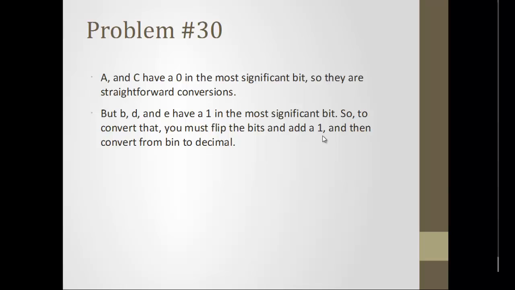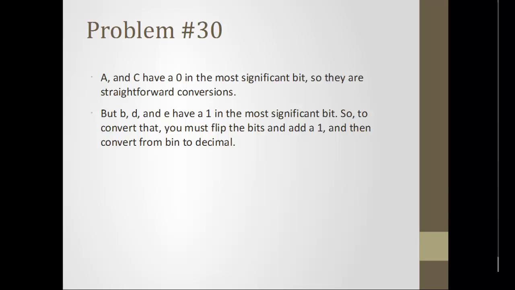Now this is where you take 2's complement representations to their equivalent base 10 representation. Now the reason this is a little tricky is it says it's 2's complement. When it says it's 2's complement, we know that some of them could be positive and negative. Like it says A and C have a 0 in the most significant bit. So we know they are positive numbers, they are straightforward conversions. But B, D, and E have a 1 in the most significant bit. So they are negative numbers, and to convert them you must do 2 steps.